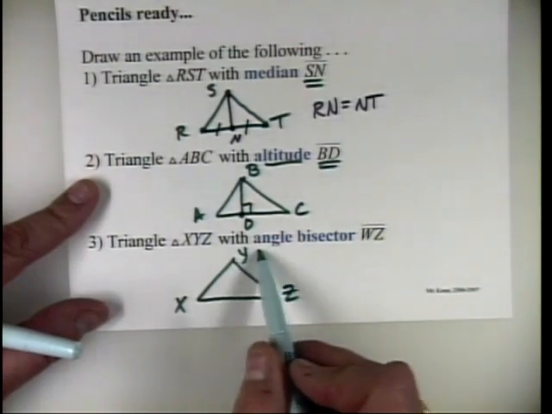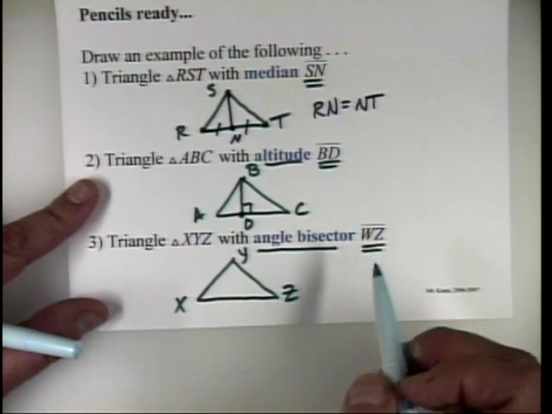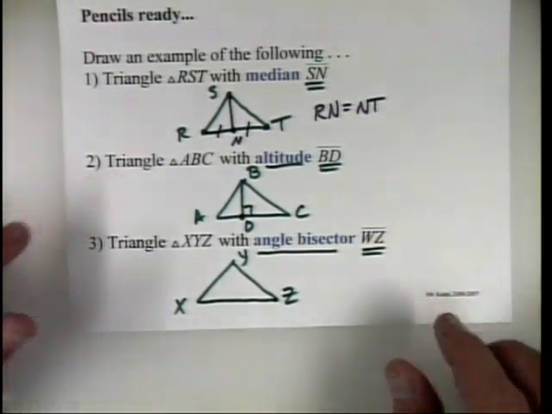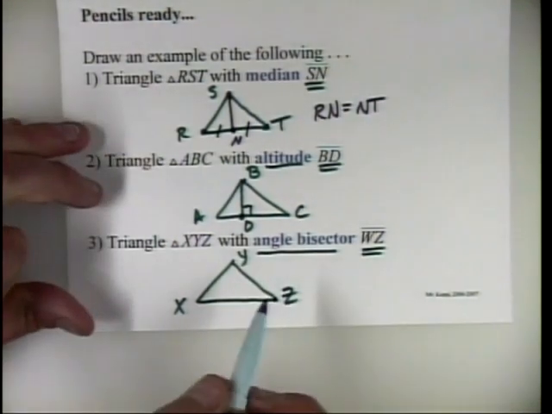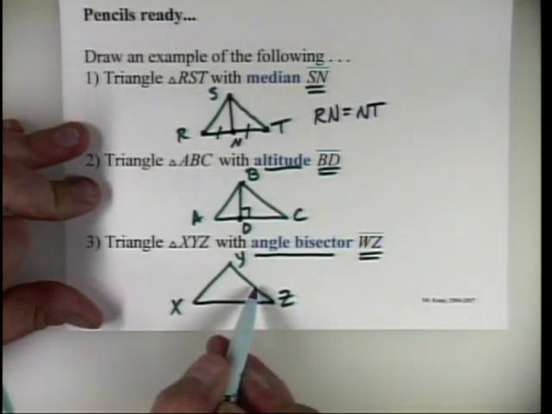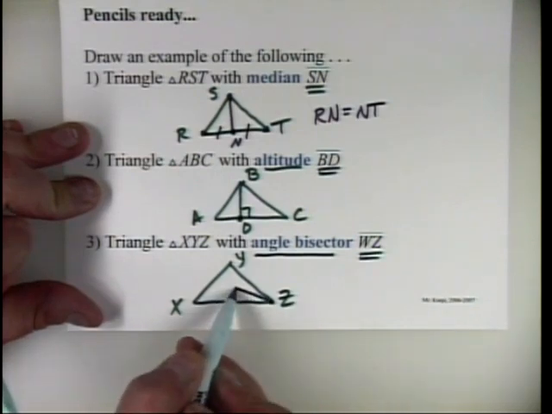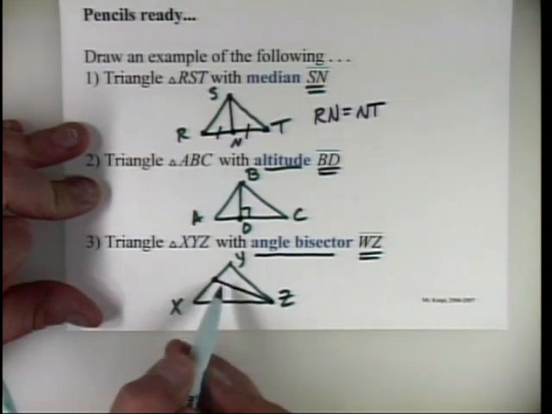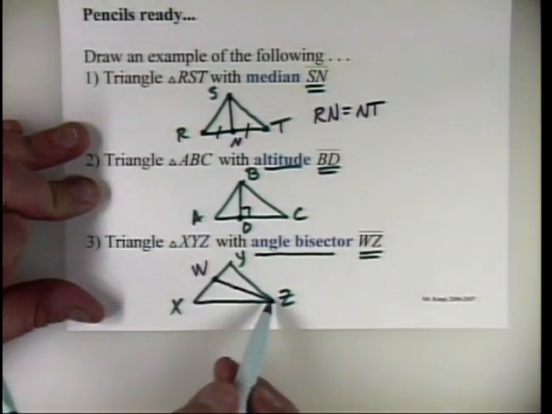Now I want to draw an angle bisector called segment WZ. So I got to get Z involved. And it needs to be an angle bisector. So again, I can kind of eyeball a line that would cut this angle Z in half. And I'm just going to try and draw it in like this, and then I'll extend it to the other side. Now wherever it intersects, we're calling that point W. So this would be the segment WZ.